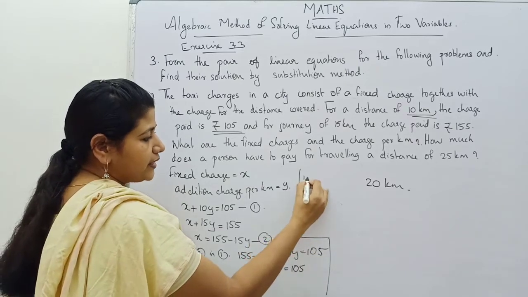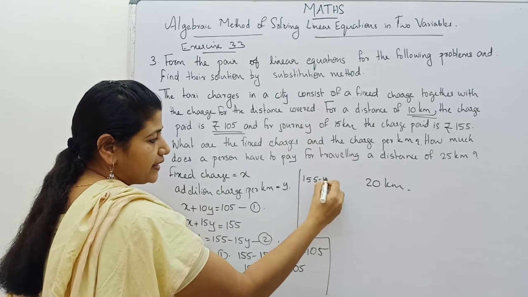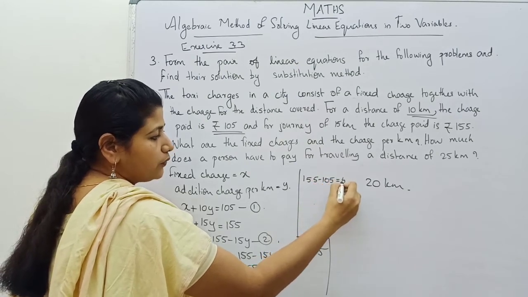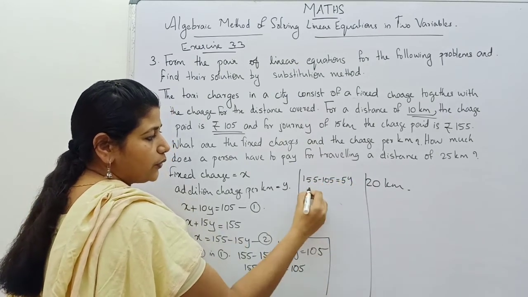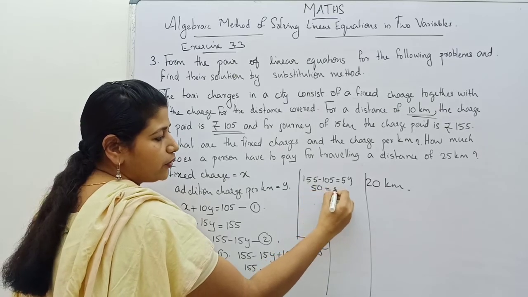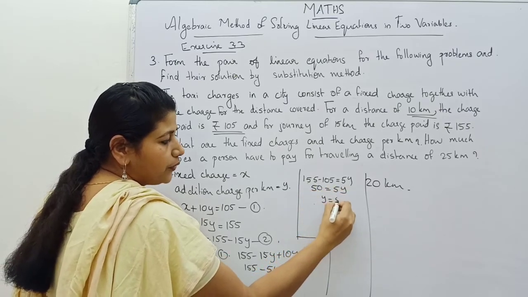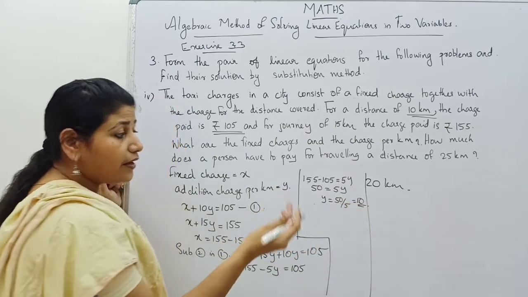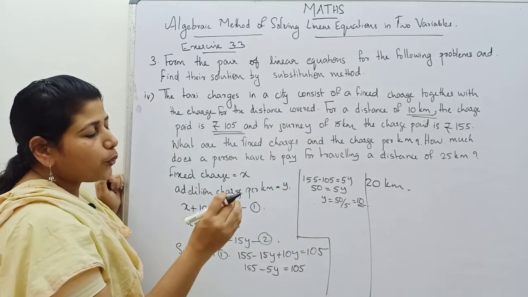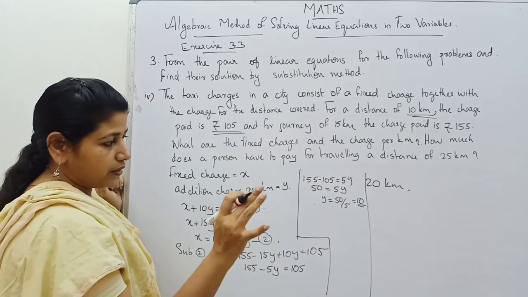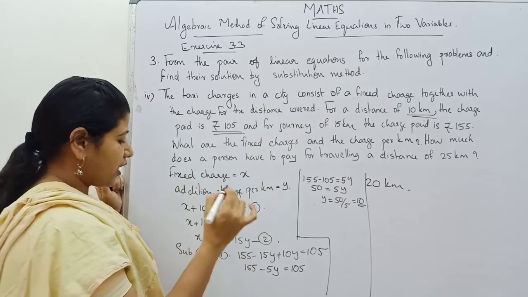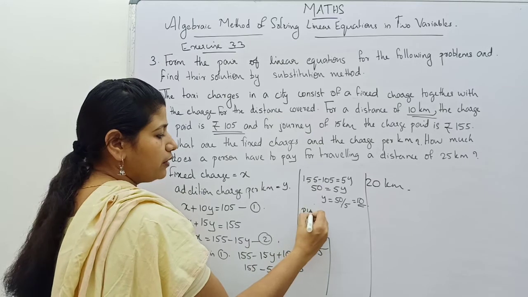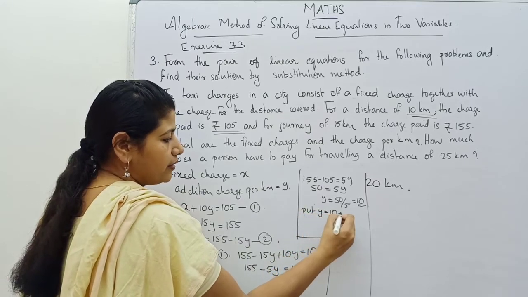So I am taking this negative 5y to that side. Okay, so you will get 155 minus 105 equal to 5y, isn't it? So this is 50. 50 equal to 5y means y equal to 50 by 5, which is 10. So for every 1 kilometer you have to pay an additional 10 rupees. So then what about the fixed charge? Fixed charge, put y equal to 10 in which equation?